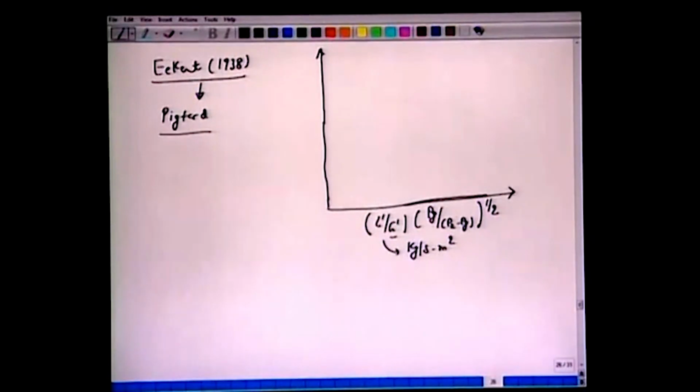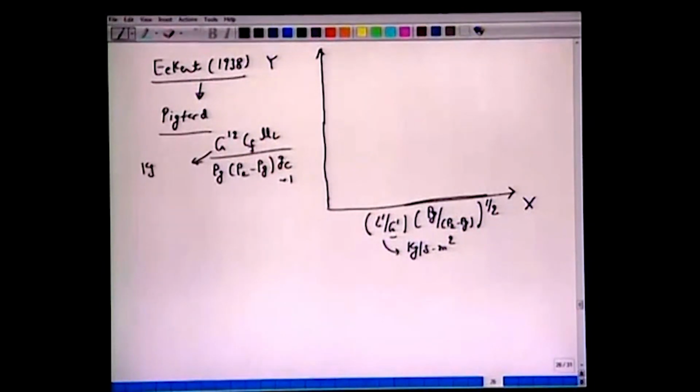And here on the y axis we have G prime again, the square root of Cf mu L over rho G, rho L minus rho G, and you have this Gc here, which is of course 1 if you use SI units. Okay, this G is kg per second per meter square. So we understand that this is G prime.